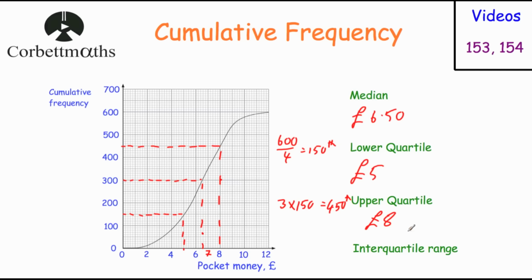And finally, we've been asked to work out the interquartile range. So that's how spread out the middle 50% of the data is. So the upper quartile is 8, the lower quartile is 5. So we're going to do 8 take away 5, and that's equal to £3. So the interquartile range is £3.